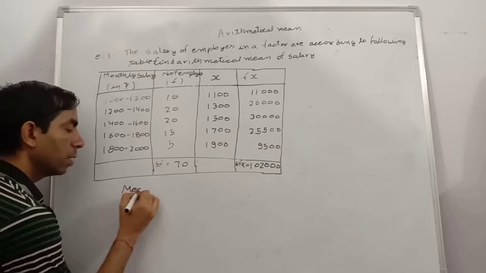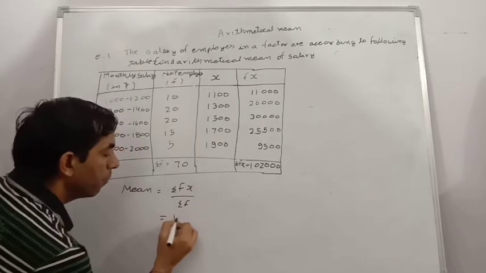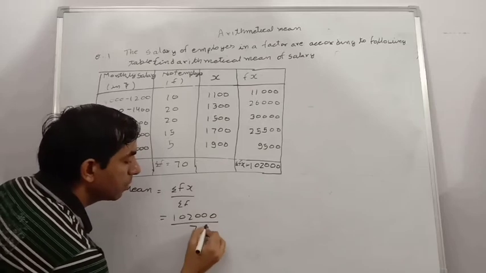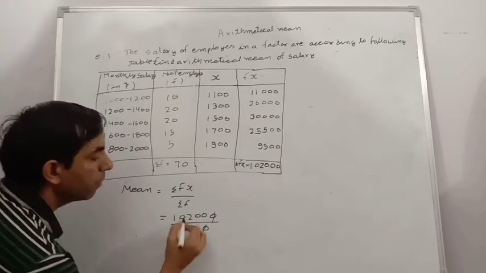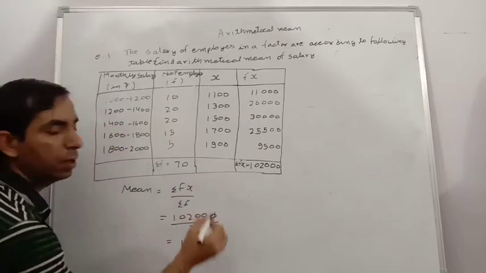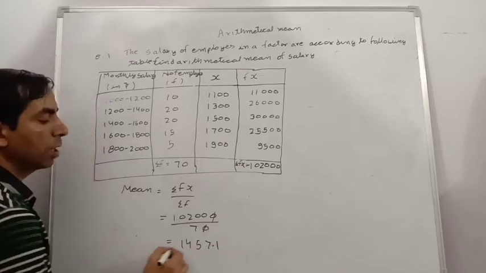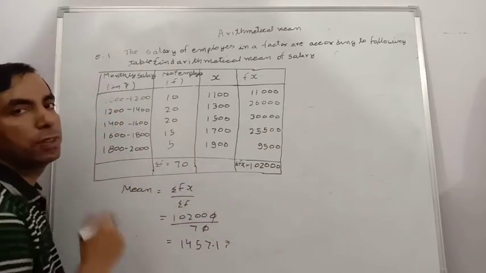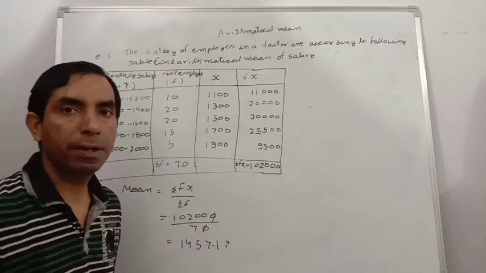So the arithmetical mean is summation of fx upon summation of f. That is 1,02,000 divided by 70. Zeros are cancelled, then divided by 7. We get 1457.1 rupees. This is the arithmetical mean of this table, but we can also calculate it by the assumed mean method.